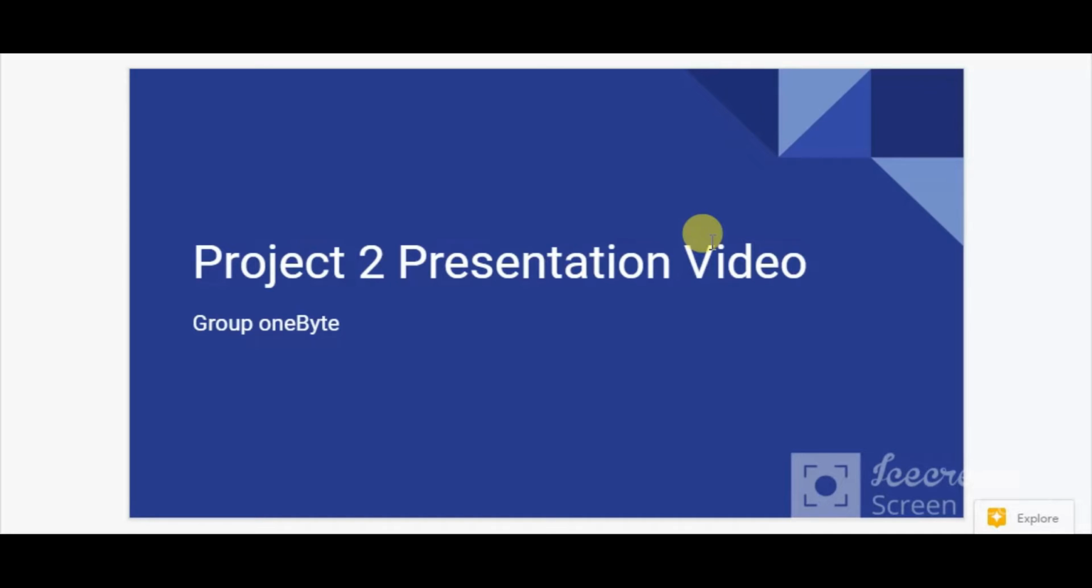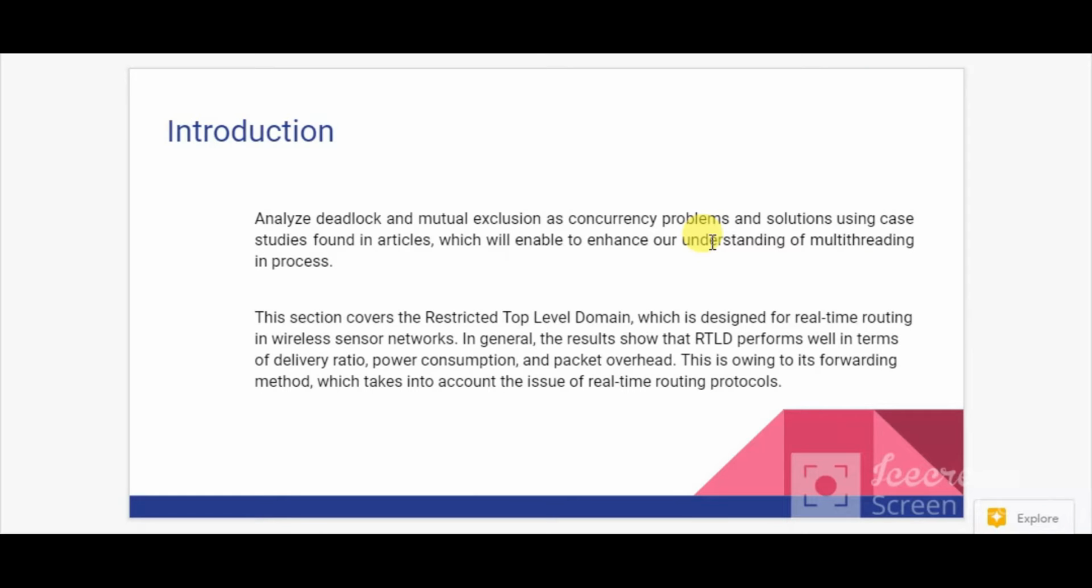This section covers the restricted top-level domain, which is designed for real-time routing in wireless sensor networks. In general, the results show that RTLD performs well in terms of delivery ratio, power consumption, and packet overhead. This is owing to its forwarding method, which takes into account the issues of real-time routing protocols.